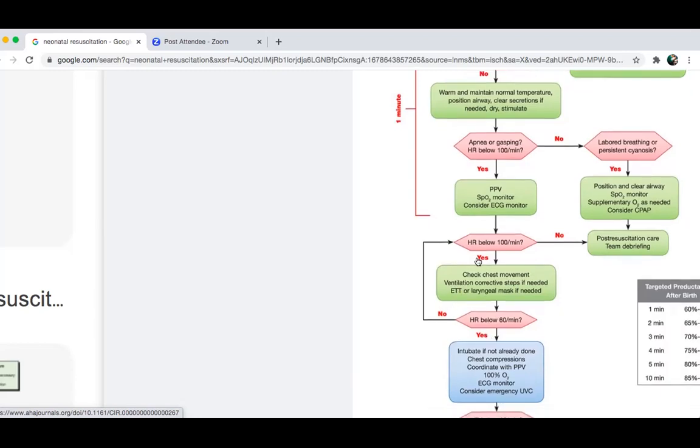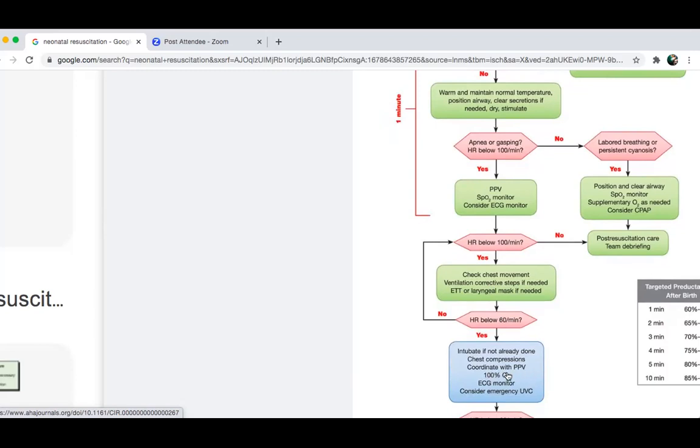Then after doing all of this, still heart rate is below 60. After this, now you are going to start the chest compression. Remember, below 100, you are not going to do chest compression. Below 60, you are going to do chest compression.